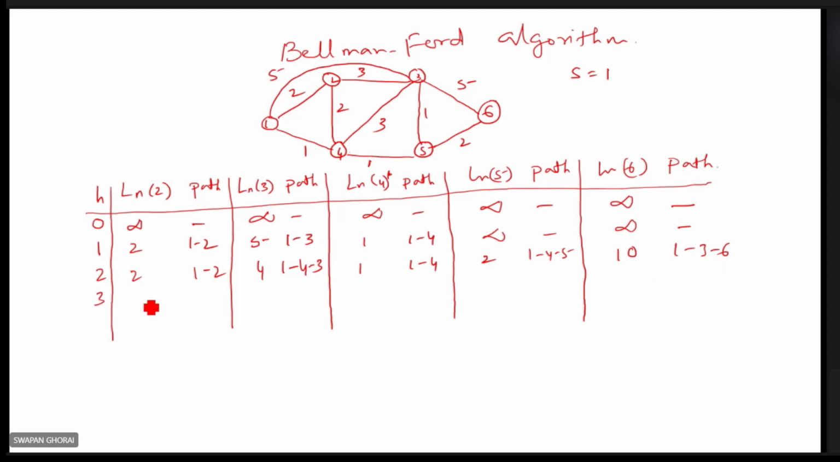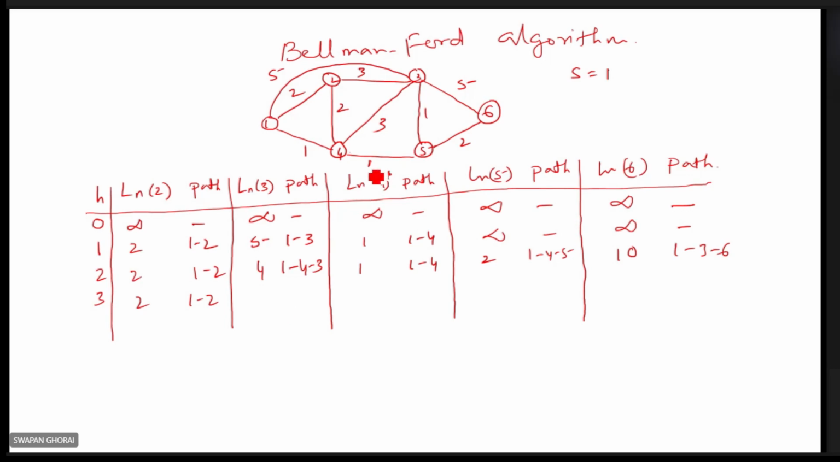Now with 3 hops, whatever this is, it will be the minimum. Whatever the 3 hops, for 1 to 2, it is minimum. And 4, here now 3 hops, you can see it here. With 3 hops, will it be less than 4? Is it possible? 1, 2, 3.